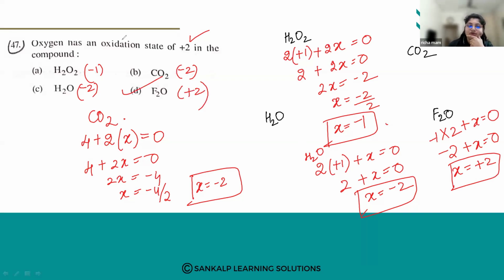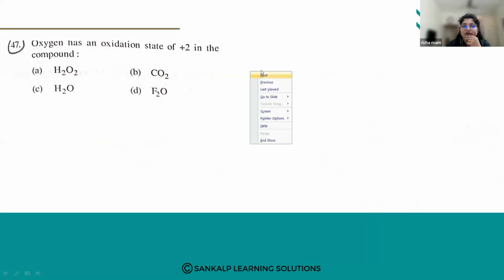Everything depends on the rules. The rules are very important. By applying the rules, you can solve the answer. So oxygen has an oxidation state of plus 2 in which of the following compounds? All the four compounds are oxygen compounds: one is peroxide, one is carbon dioxide, one is water, another is fluoride. In each, the oxygen oxidation state is different. So like this, they have twisted and asked the question. Which is the answer? It is option number D. Next question.